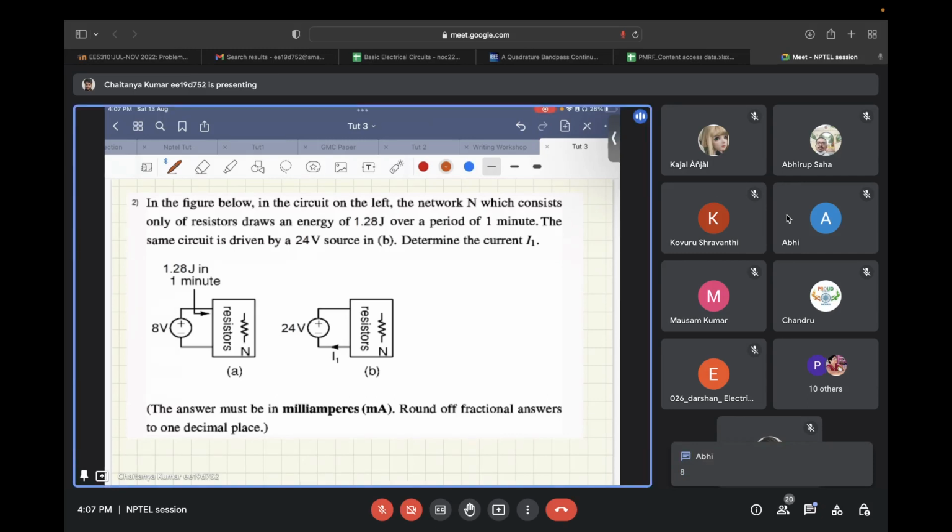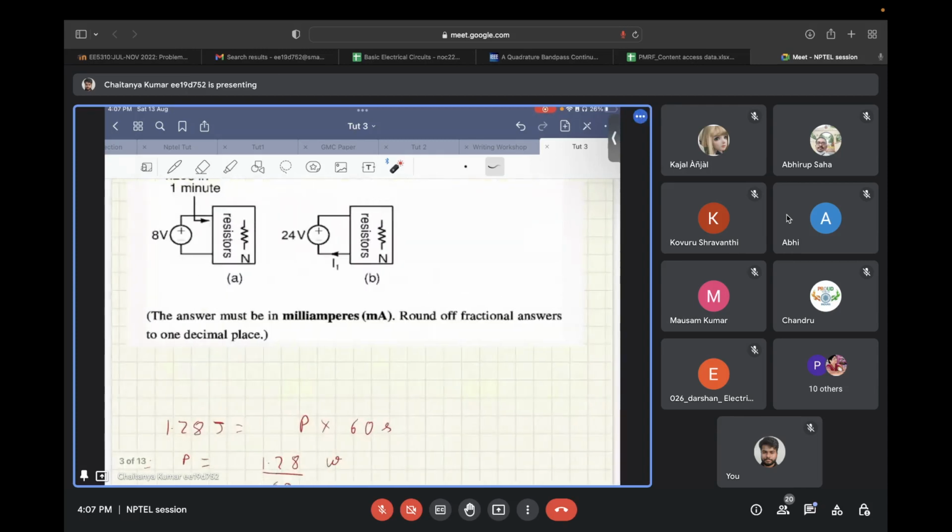Okay, so let's try to see how to solve this question. What is mentioned in the question is that you have a network that consists only of resistors, and when you apply an 8-volt voltage source to this, it consumes 1.28 joules of energy in 1 minute. What is asked in the question is what will be this current I1 when a 24-volt voltage source is applied to the same network.